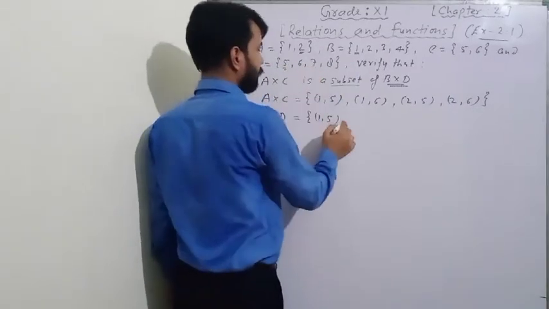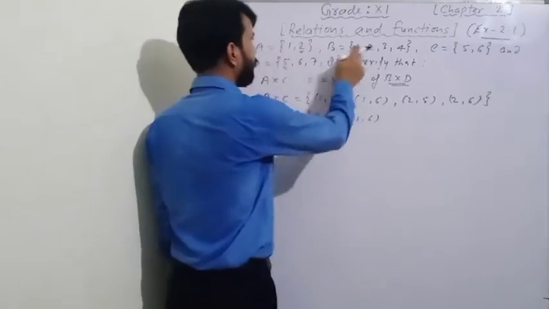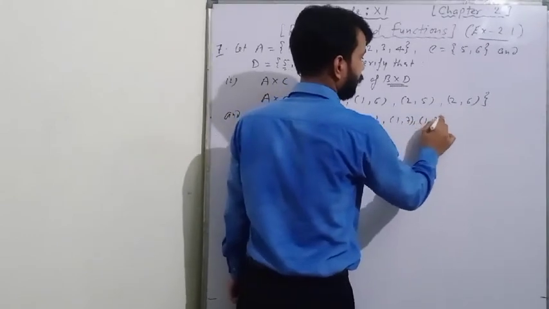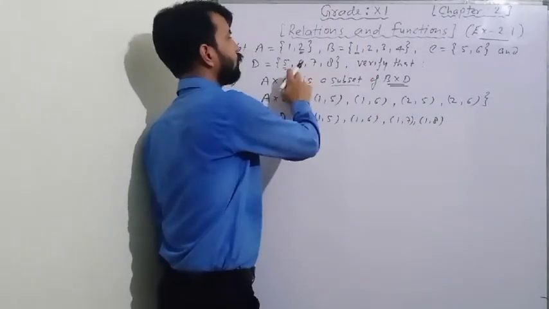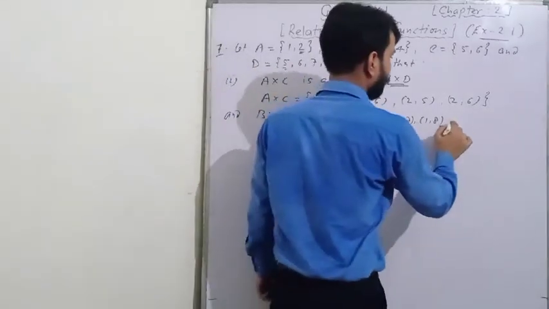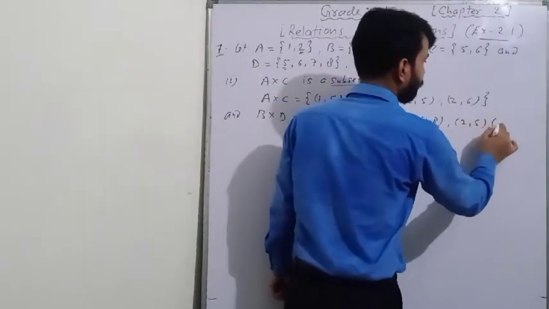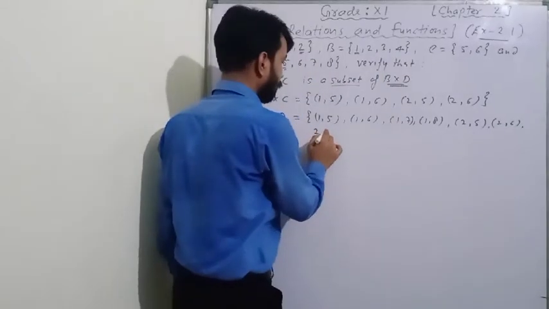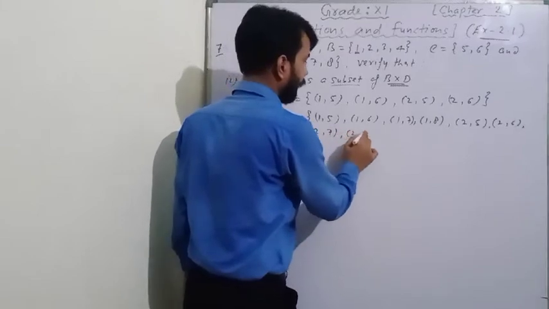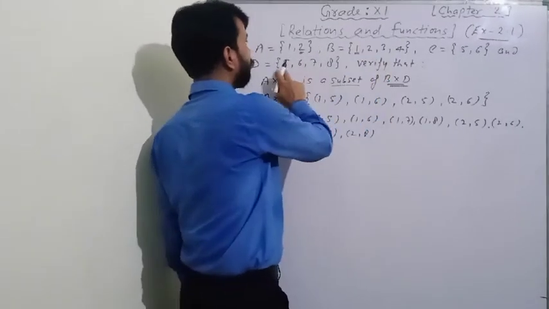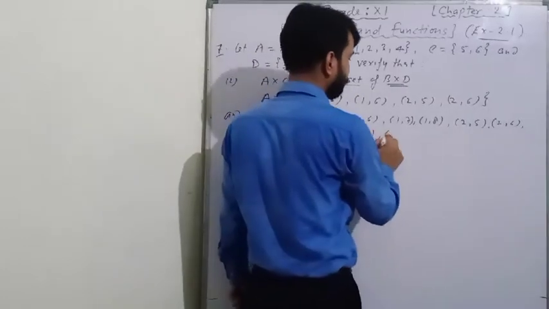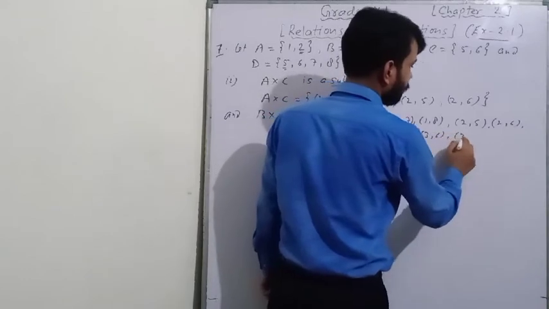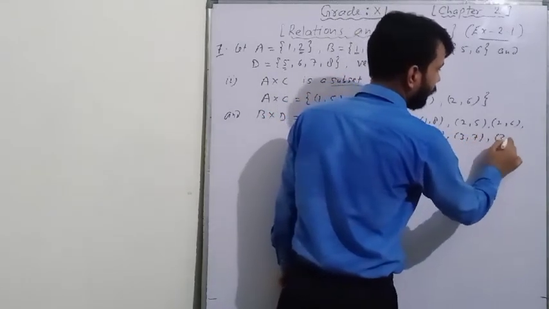Then 1, 6. Then 1, 7 and 1, 8. Similarly, 2, 5, 2, 6, 2, 7, 2, 8. Now 3, 5, 3, 6, 3, 7 and 3, 8.